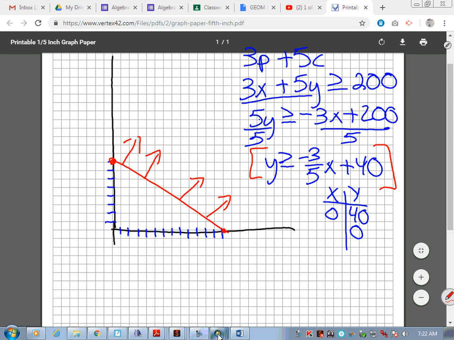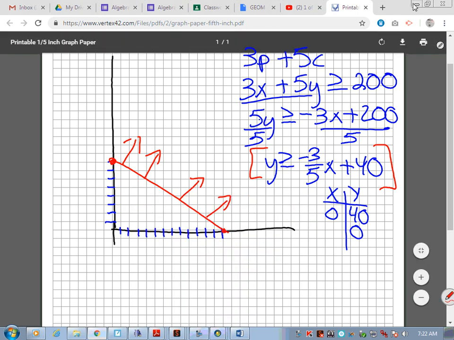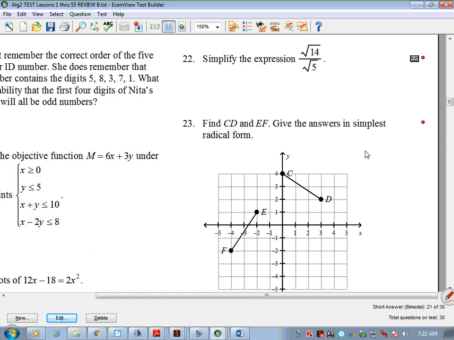All right, so not as hard as it looks. My first thought was, okay, this is a linear programming question. It's actually not. They're just wanting you to create an equation out of it.